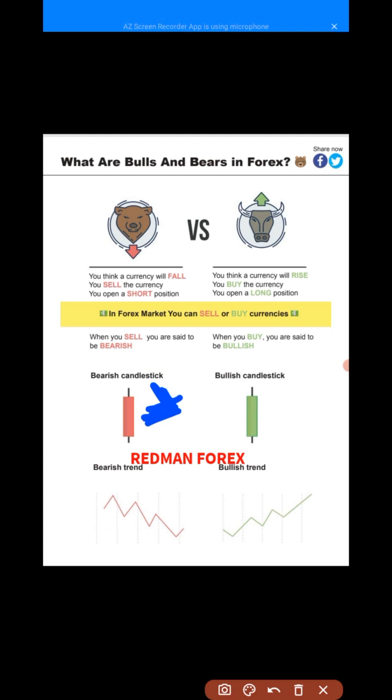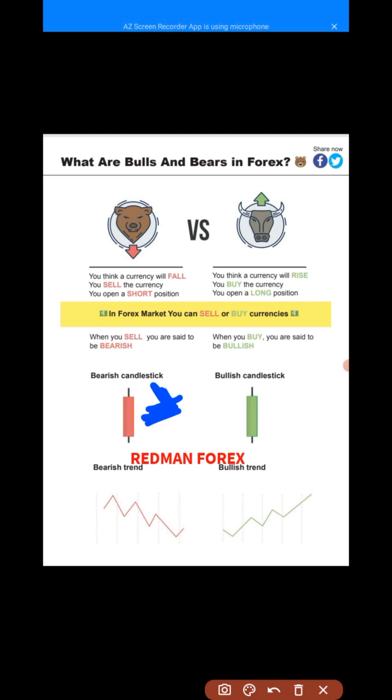Why do I call it a bearish candlestick? Because number one, the candlestick is reddish in color. Most bearish candlesticks are reddish. Whenever the market is falling, whenever the market is going down, that means we are in a bearish downtrend. If you think a currency is falling, you sell the currency, you open a short position, and when you sell, that means the market is going bearish.